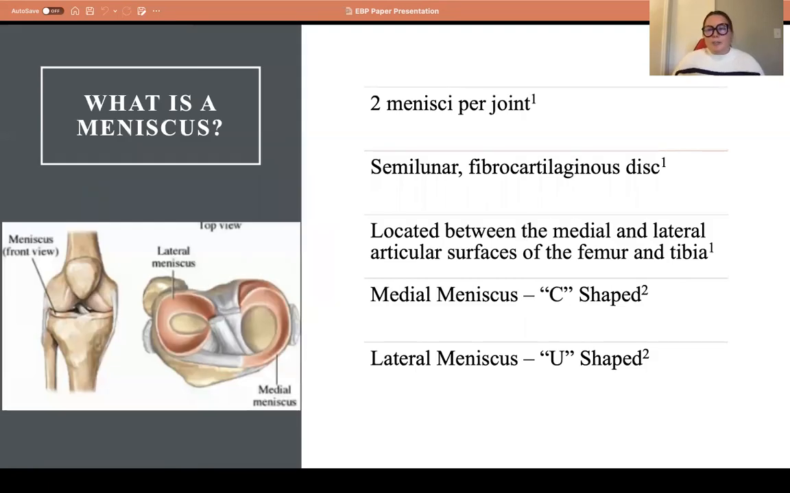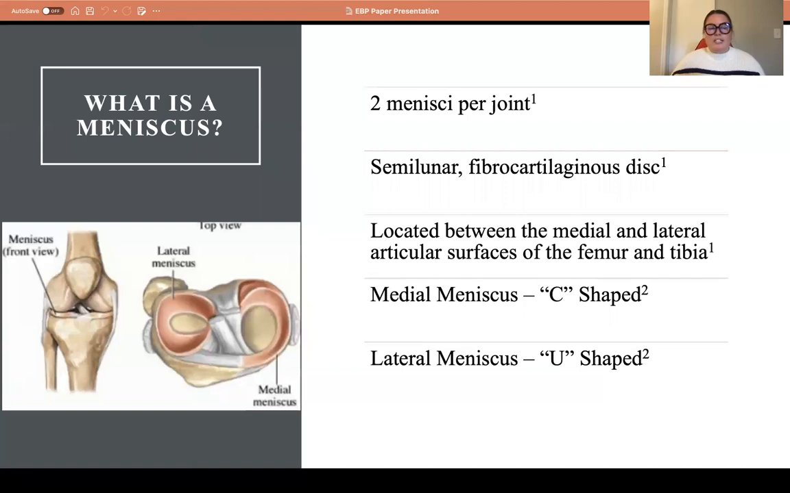So first we're going to talk about what is a meniscus. There are two menisci per each knee joint. They are semilunar fibrocartilaginous discs located between the medial and lateral articular surfaces of the femur and tibia. And as you can see in this picture on the left, the medial meniscus is more C-shaped, while the lateral meniscus is more U-shaped.